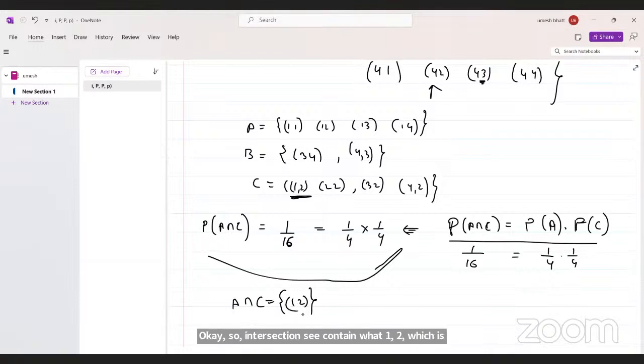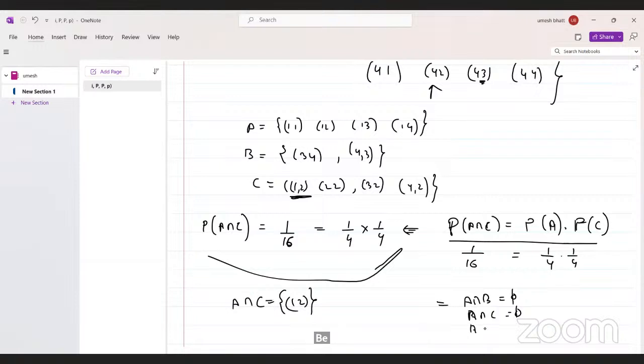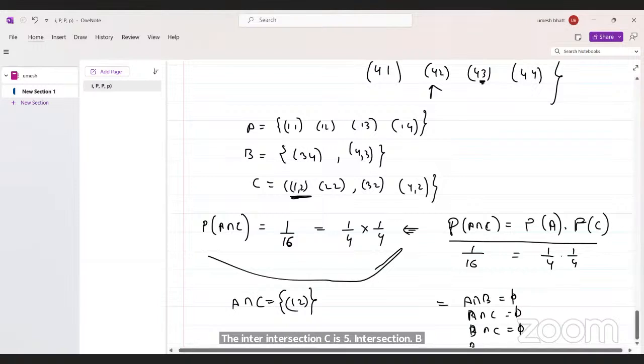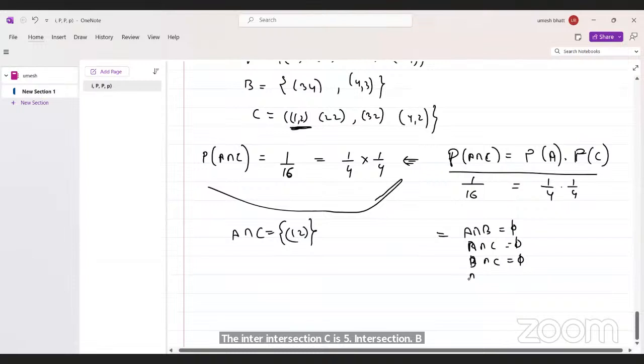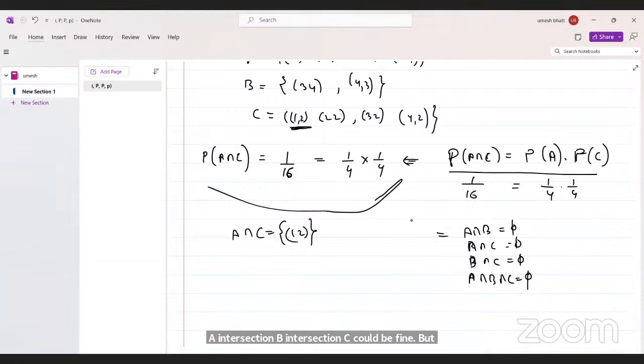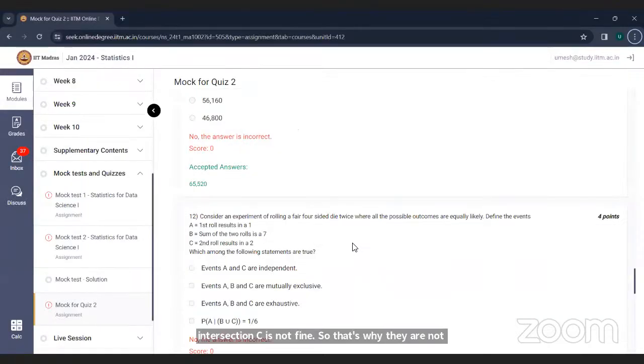So if they are mutually exclusive, then in that case, what will happen? A intersection B is empty, A intersection C is empty, B intersection C is empty, and the last case is A intersection B intersection C equal to empty. But A intersection C is not empty, so that's why they are not mutually exclusive.